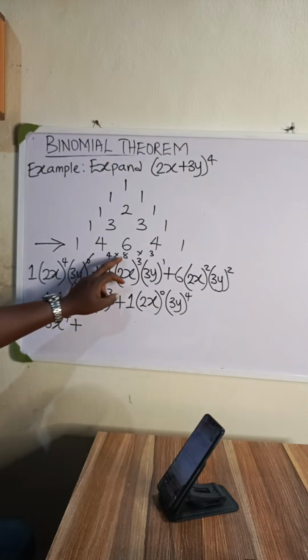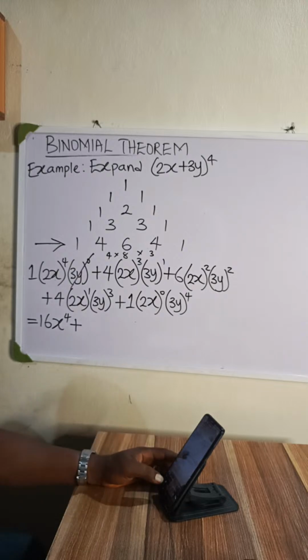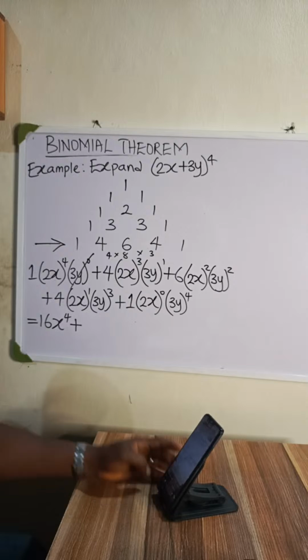So 4 times 8, 32. 32 times 3. What's 32 times 3?